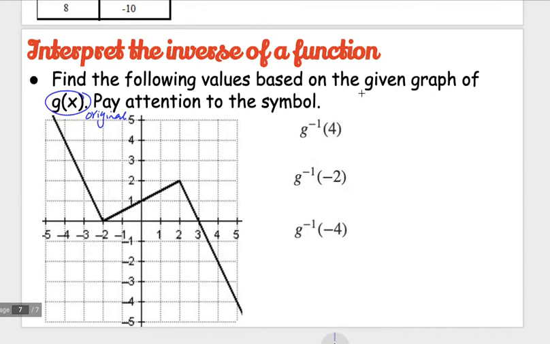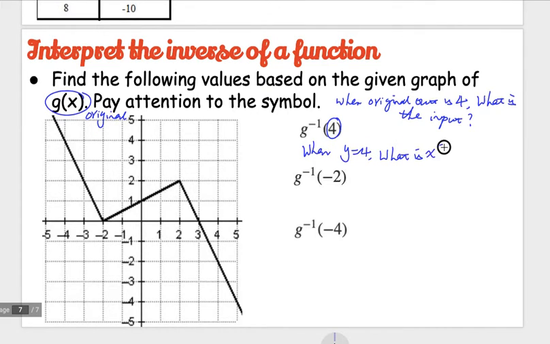So the way we do that, let's check. This one says g inverse of 4, which means when the original output is 4, what is the input? Or you can say when y is 4, what is x? Since I'm talking about the y part, I'm going to work on the 4 first. So 4 is here. Then the graph is here, so I'm going to go over to meet this graph. It intersects here, then I look for the x value, which is -4. So this value is -4.